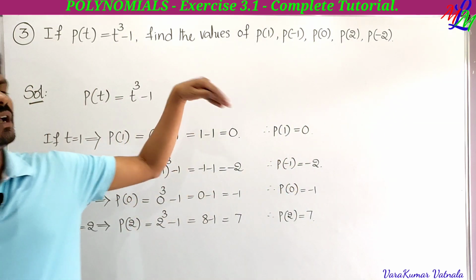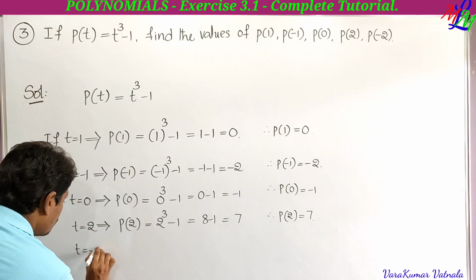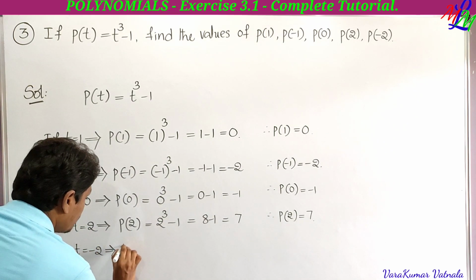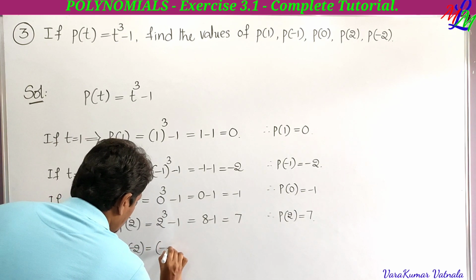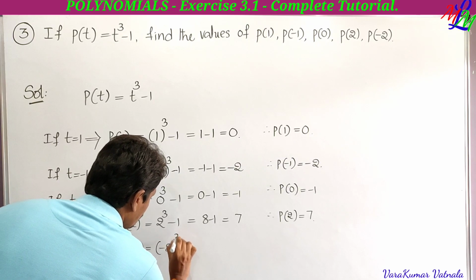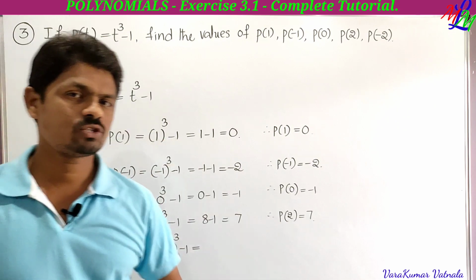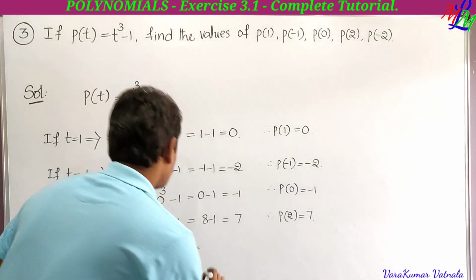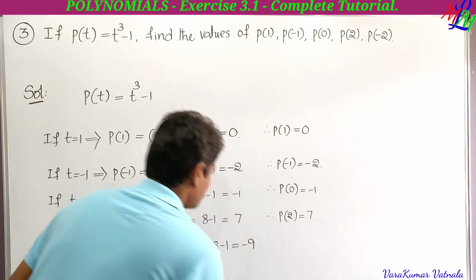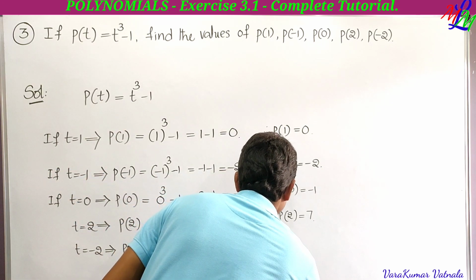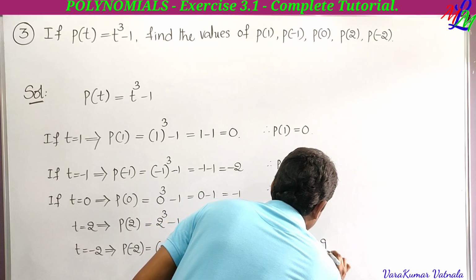So next, p of minus 2. We just have to substitute t is equal to minus 2 in the given polynomial. We can get p of minus 2 is equal to t cube, it becomes minus 2 whole cube minus 1. Minus 2 whole cube is minus 2 into minus 2 into minus 2. We can get minus 8. Minus 8 minus 1, that is minus 9. Therefore p of minus 2 is equal to minus 9.